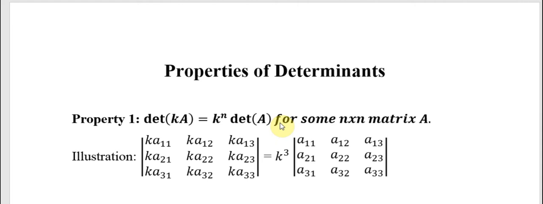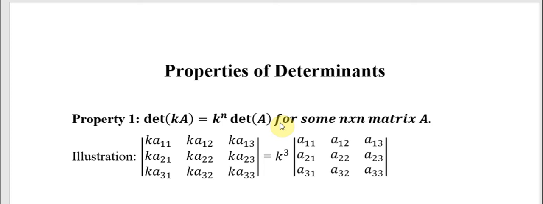Properties of determinants. Here there are more properties for determinants. Property number one: the determinant of a matrix where each entry is multiplied by the same scalar. That scalar can be factored out based on the number of rows that you have. It becomes that scalar raised to the power of n, the number of rows. Here the number of rows equals the number of columns, so n equals n.